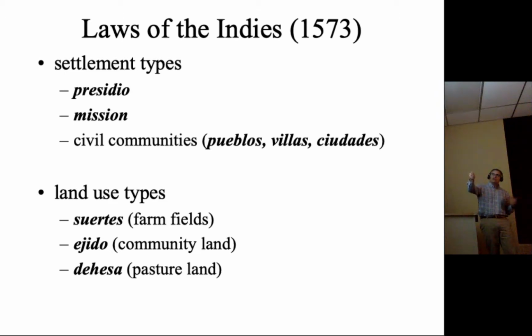And so the various terms that you'll run into are the presidio. The presidio refers to essentially a fortress, or at least a place where soldiers and military commanders could coordinate defense and also offensive moves against native peoples. There are four presidios eventually established in California. If you've ever visited San Francisco, you may have visited the Presidio. It's a big tourist attraction.